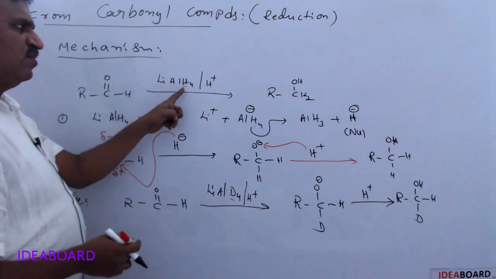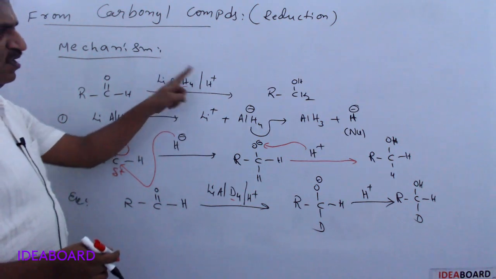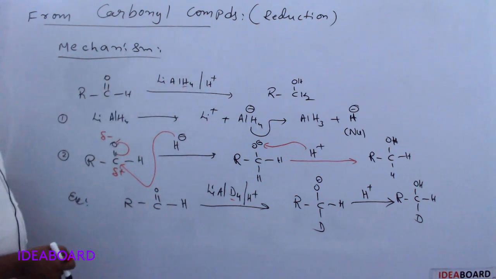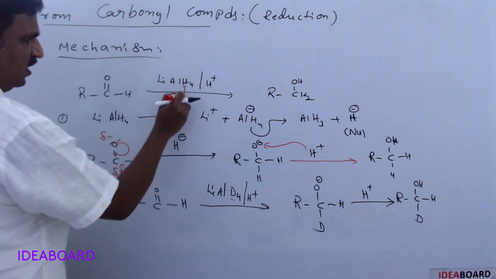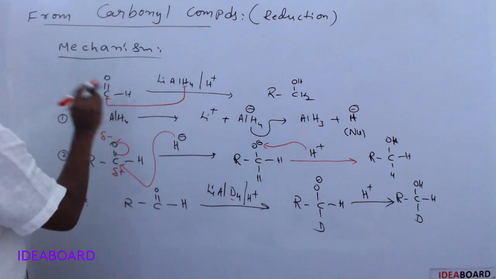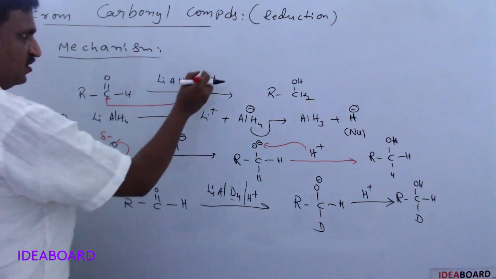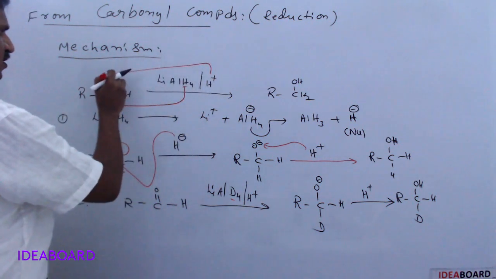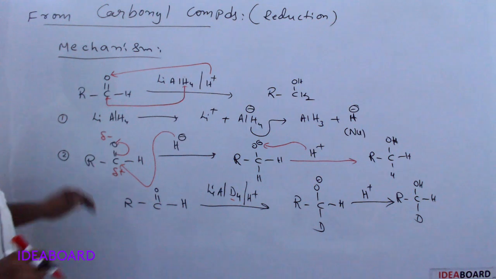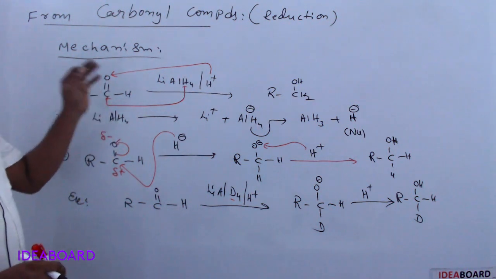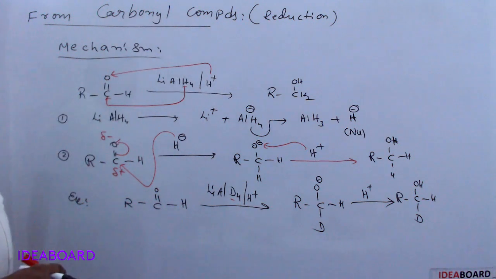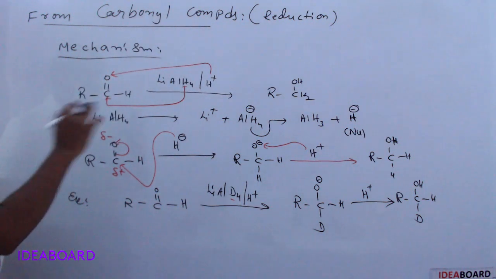One hydrogen comes from the lithium aluminum hydride, and another one comes from the H plus. This hydrogen is always added to the carbonyl carbon, and this H plus is added to the oxygen. That is the most important thing to remember, and the easiest way to write the products.